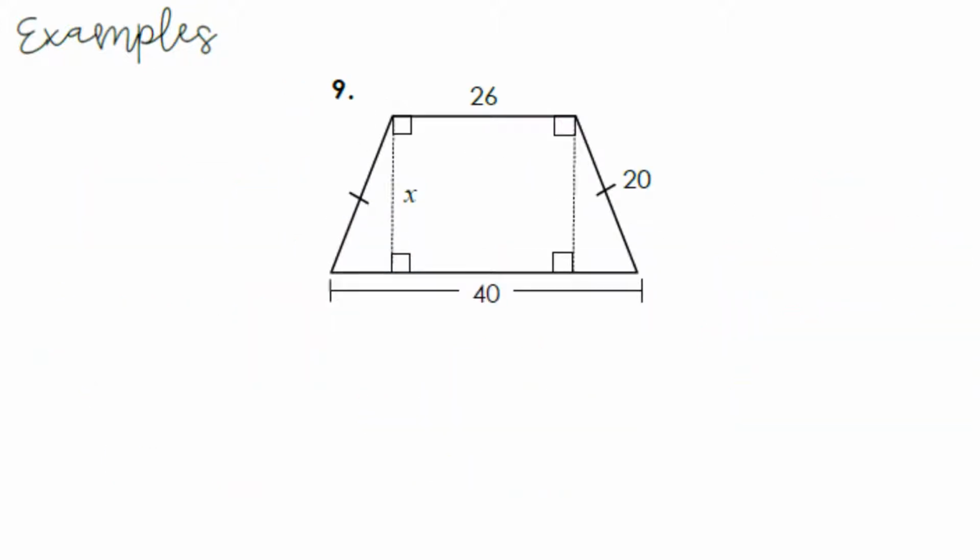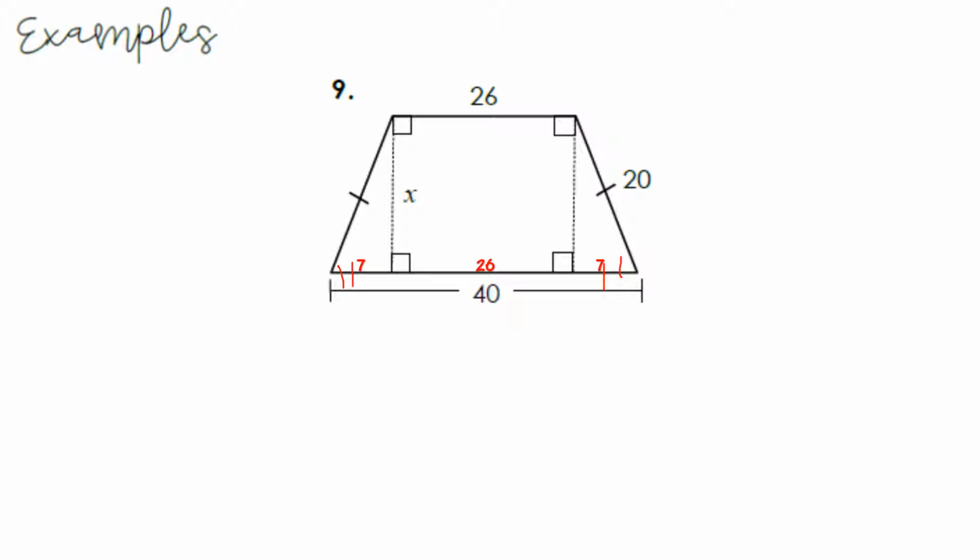On example 9, this is what I know. I know that the base is 40 and that the top is 26. So I'm going to transfer that 26 down to the bottom, which is then going to actually create two equal pieces here and here. So if I take the 26 away from 40, that leaves me with 14. And if I divide 14 by 2, that actually gives me 7 for each of those pieces.